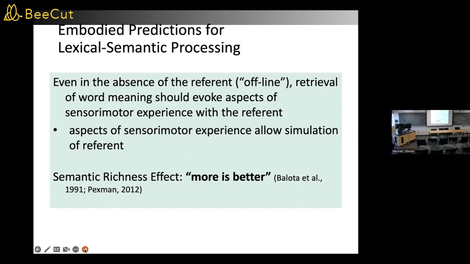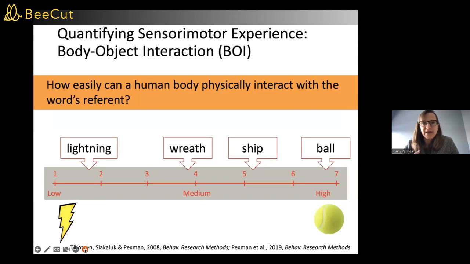Go ahead, please. Okay. So if you couple these two things, you land with this prediction that words that are associated with more sensorimotor experience should be processed faster, more accurately, remembered better in lexical semantic tasks. And so that was a prediction we set out to test. In order to do that, we had to come up with some way of quantifying relative sensorimotor experience for words.